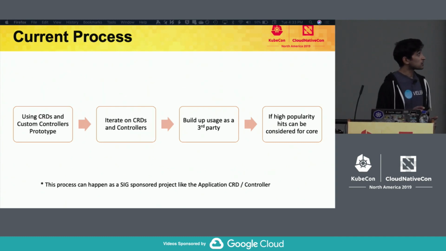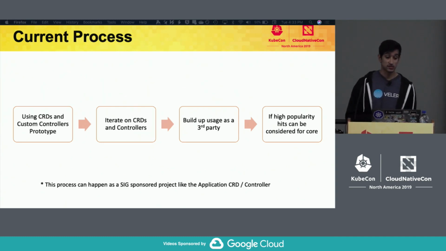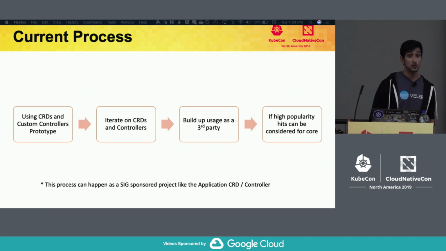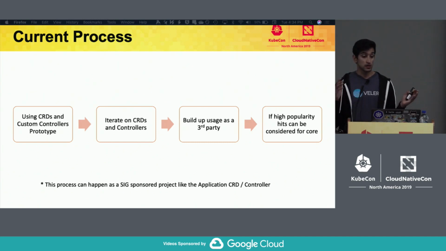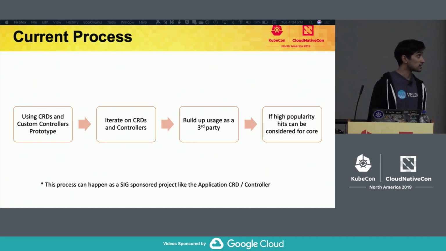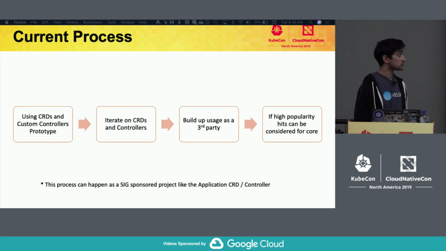So what we're trying to leverage now is a new process that uses CRDs and custom controllers to start prototyping out ideas. This way, if we're developing a new feature, we can iterate on it outside of core as CRDs and controllers, and build up usage as a third-party extension. And then if we get enough users that are interested in this new feature or API, we can consider it as a candidate to enter core.